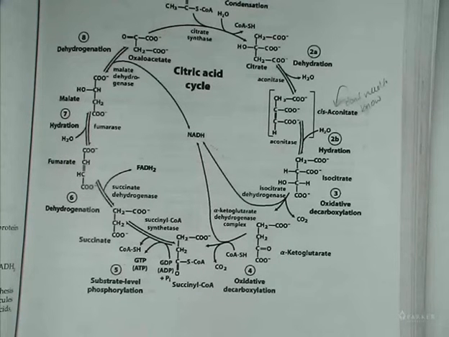So, we went from alpha-ketoglutarate to succinyl-CoA, and now we just went from succinyl-CoA to succinate. Succinyl-CoA synthetase, because the enzyme is following the molecule, and we're making that GTP, substrate level phosphorylation, because it's got a phosphate group involved with it. Good. What's the next one? Good. Succinate dehydrogenase.